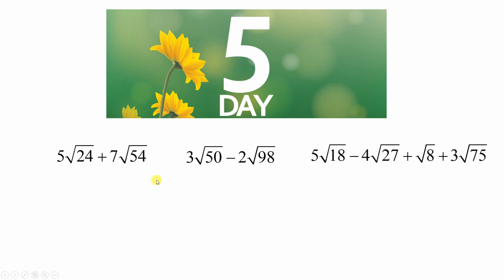So what we want them to be doing is finding things like this. So this would be 2 root 6, and this would be 3 root 6. And so this would be 10, this would be 21, so this would be 31 times the square root of 6. The idea here is that these two are actually like terms. They're just kind of hidden.